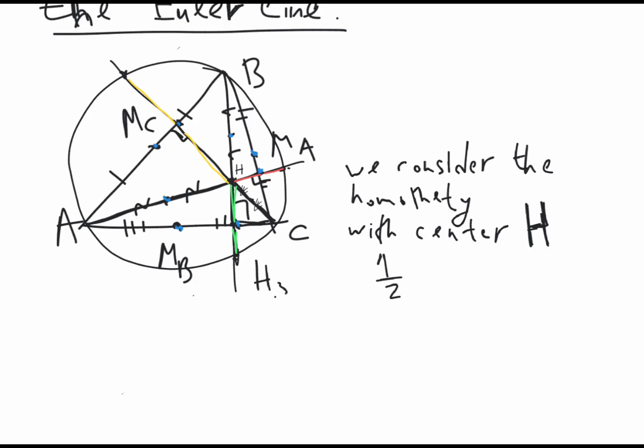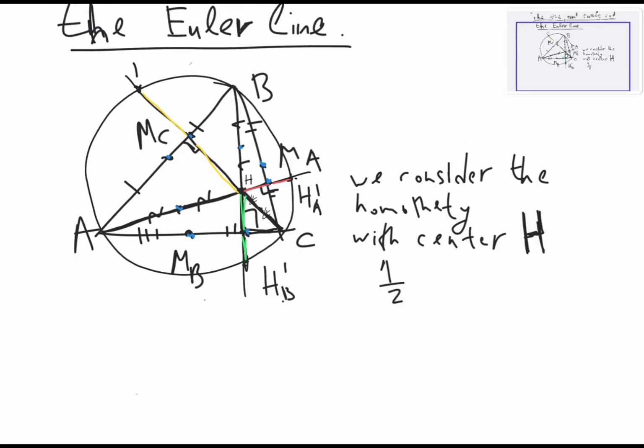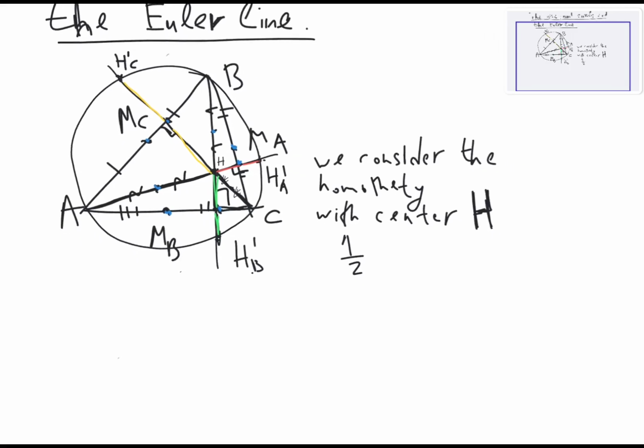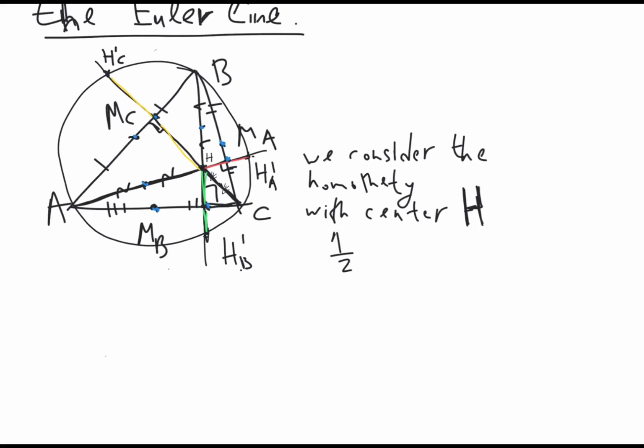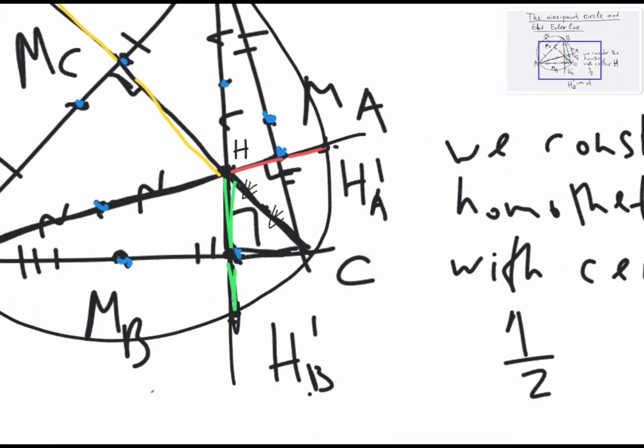So then this point, let's call it HB prime. This would be HA prime, and this is HC prime. So under this homothety, HA prime maps to the point HA. This is the point HB, the foot of the altitude. This is HA, and this is HC.